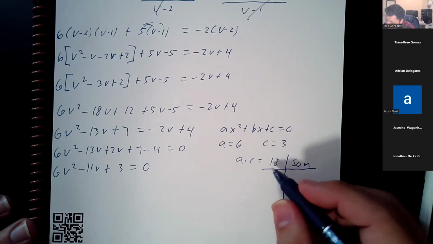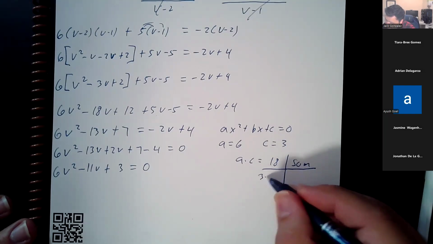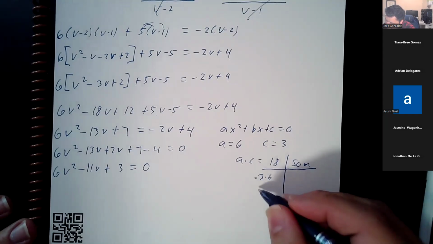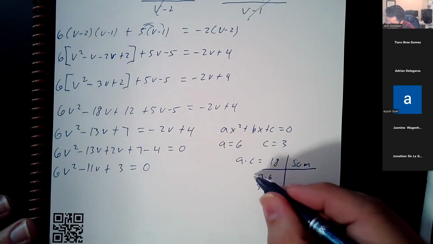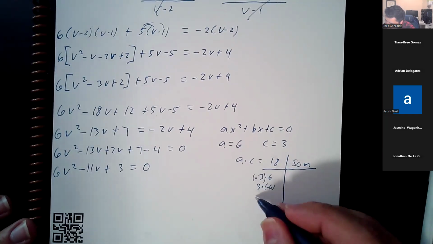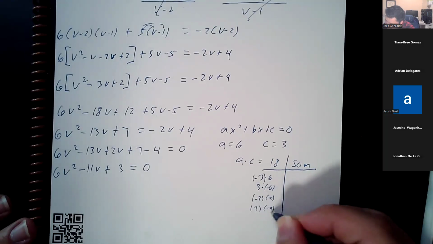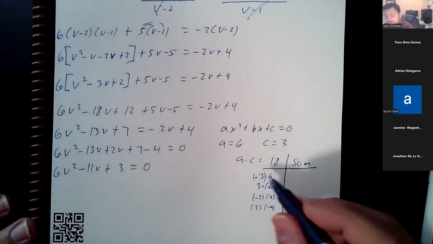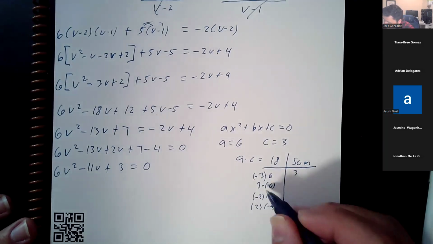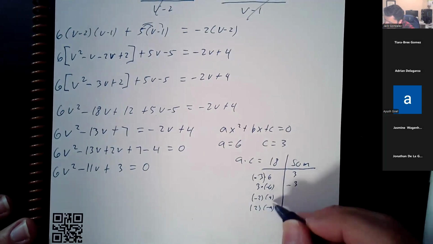In order to get negative, you have to do 3 times 6, -3 times 6, or 3 times -6. 2 times 9, or 2 times -9. And then over here you add the products. So -3 plus 6, 3 minus 6, -2 plus 9.